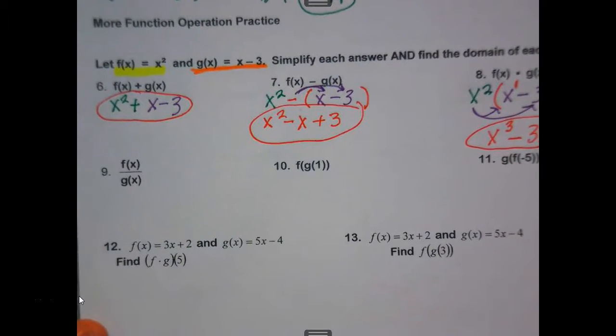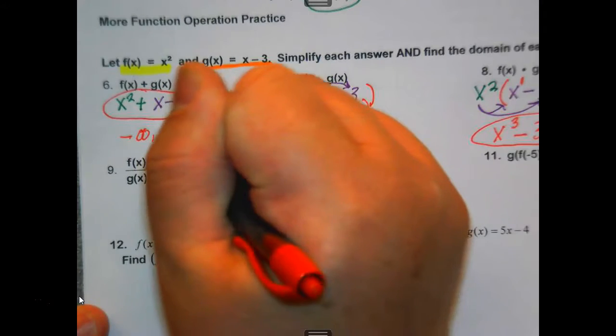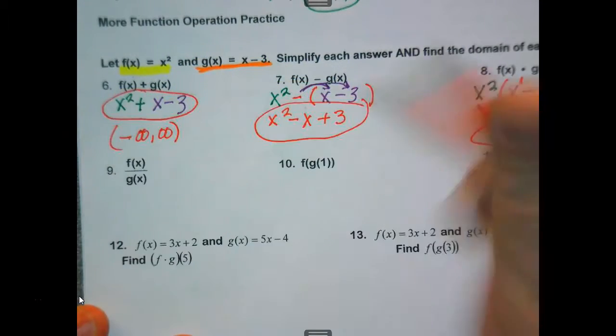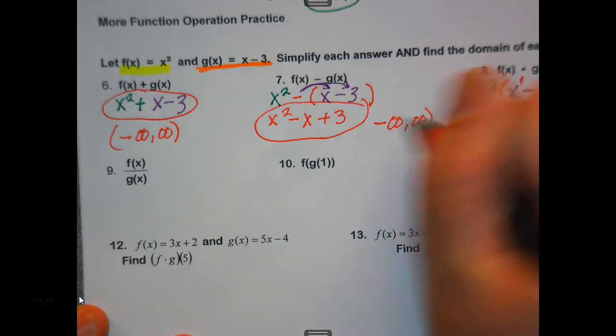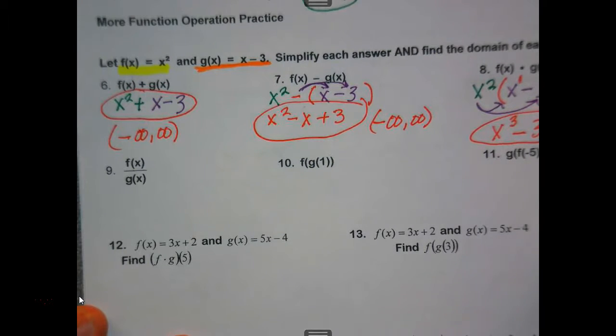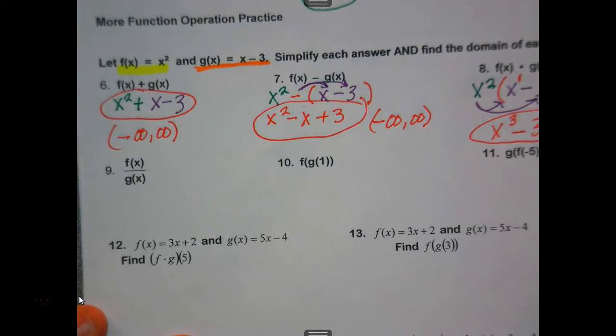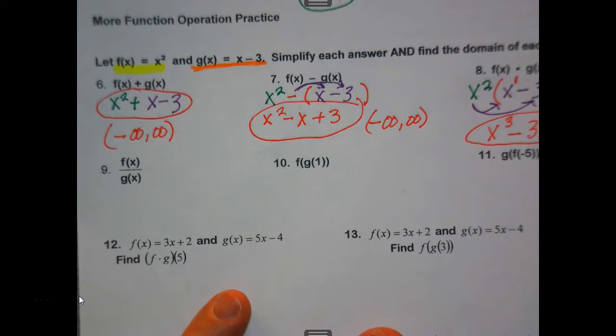Oh, domains here. All reals, no restrictions, no restrictions, no restrictions. Yes, it would be, and that's what I usually do.